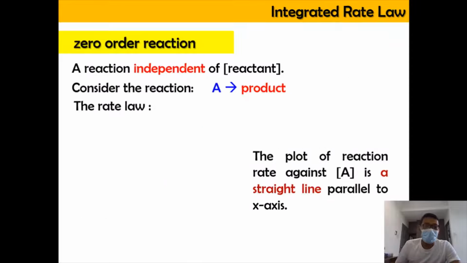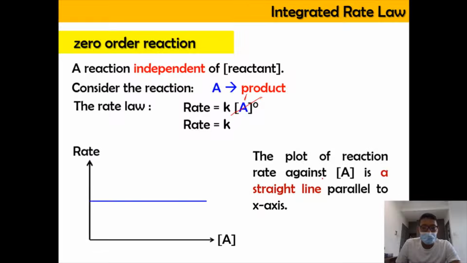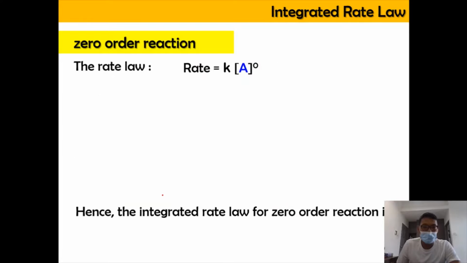Okay, a zero order reaction is basically a reaction independent of the reactant concentration. So if we consider the reaction of A going into the product, we can say that the rate law is rate equal to k[A] to the power of 0, where [A] to the power of 0 is basically equal to 1. So rate is equal to k. So if you were to plot the rate against the concentration of A, we will get a straight line parallel to the x-axis.